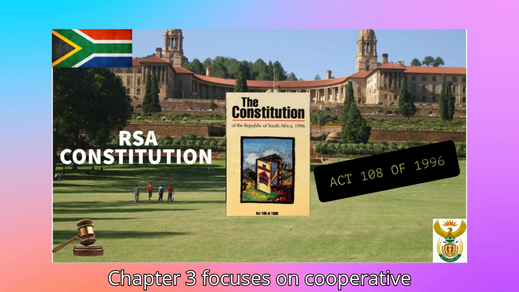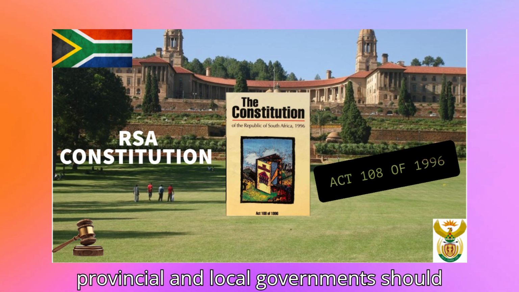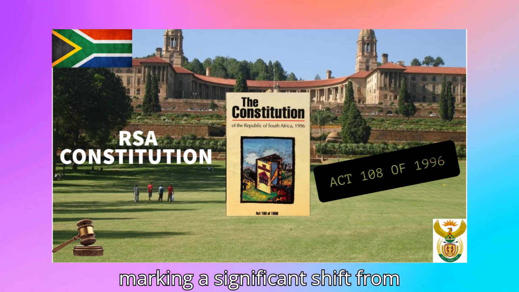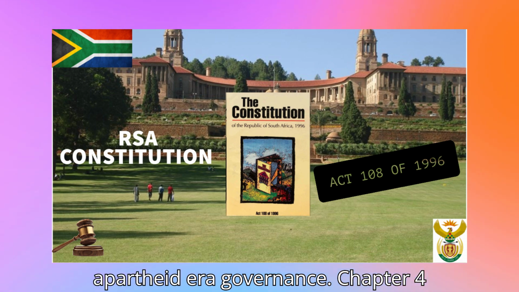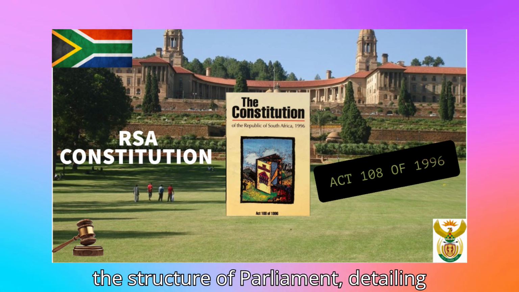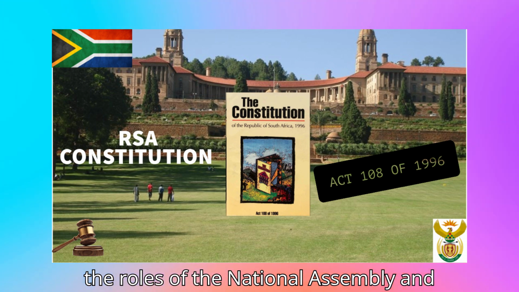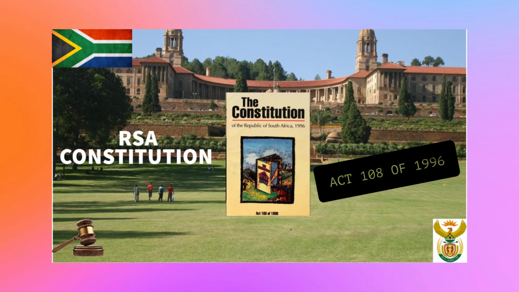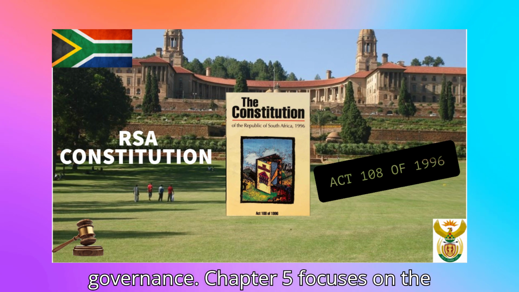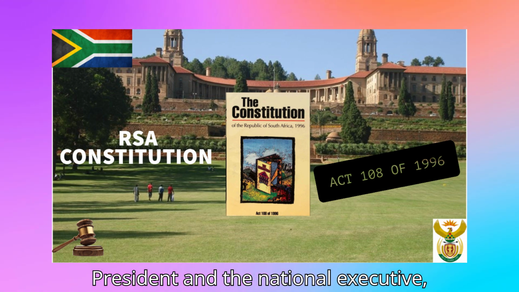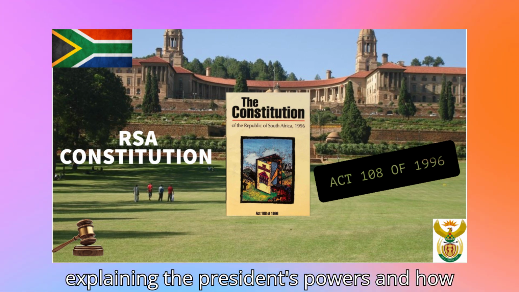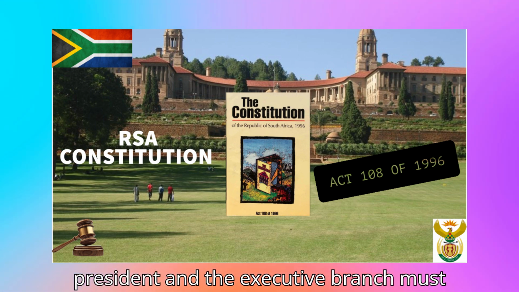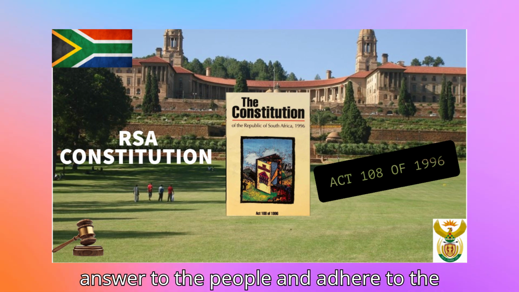Chapter 3 focuses on cooperative government, detailing how national, provincial, and local governments should collaborate and share responsibilities, marking a significant shift from apartheid-era governance. Chapter 4 introduces Parliament. Chapter 4 outlines the structure of Parliament, detailing the roles of the National Assembly and the National Council of Provinces, as well as the process for creating and passing laws, ensuring that citizens have a voice in governance. Chapter 5 focuses on the President and the National Executive, explaining the President's powers and how the Cabinet is formed. It emphasizes accountability, making it clear that the President and the executive branch must answer to the people and adhere to the law.